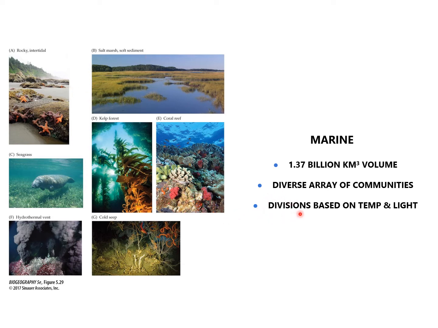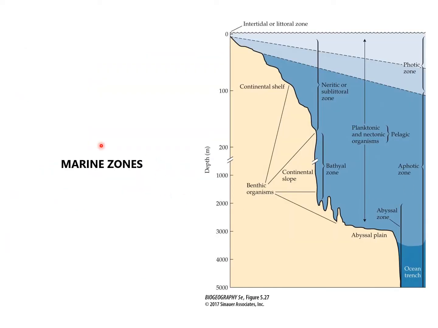And the divisions between communities tend to be based off of temperature and light and a little bit of water depth mixed in. So if we were to divide the marine environment up into different zones, then you have a photic zone, and that's mostly going to be where the light is able to penetrate, and you have warmer surface waters. I think we talked about this a little bit in the first week.